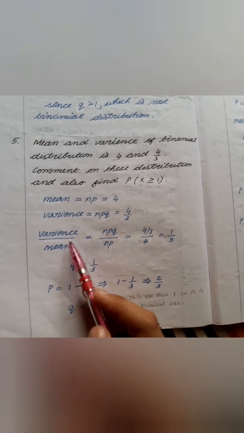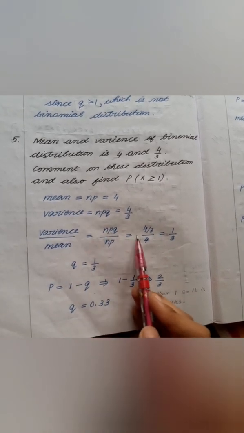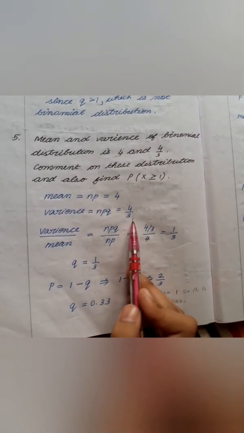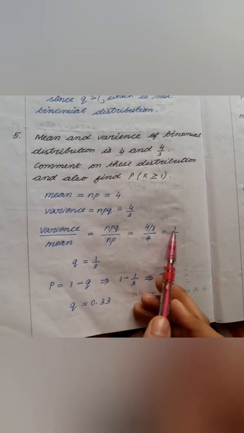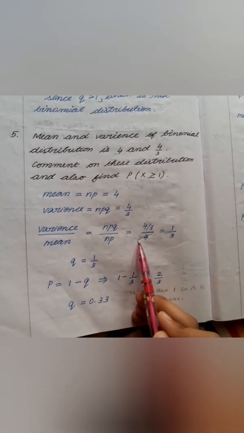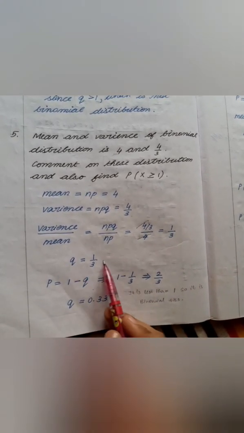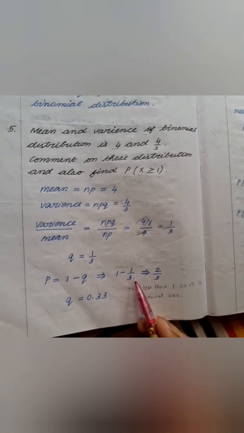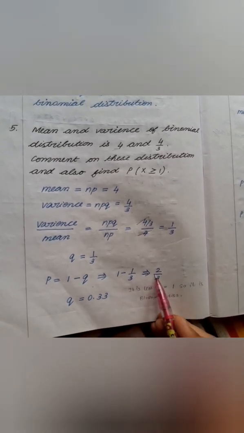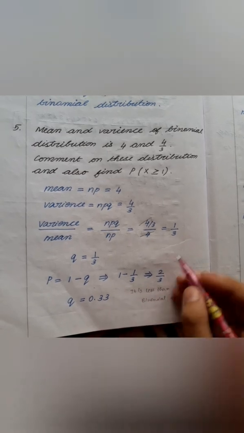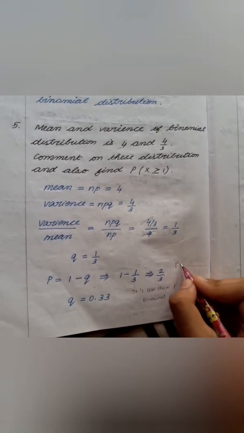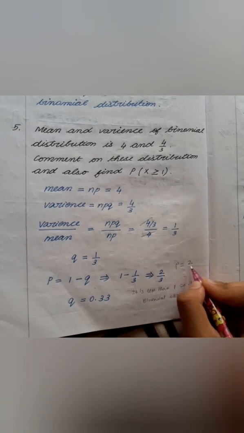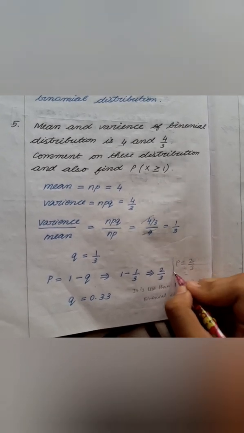So variance by mean becomes npq divided by np, that is nothing but 4 by 3 divided by 4. Then cancelling 4 and 4, we will get 1 by 3. So q is equal to 1 by 3. If we substitute in the formula, p is equal to 1 minus q, 1 minus 1 by 3 becomes 2 by 3. Substituting q is equal to 1 by 3, it becomes 0.33 and p becomes 2 by 3.